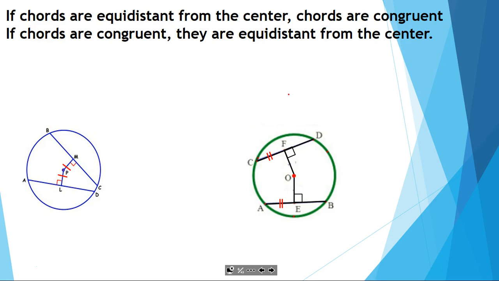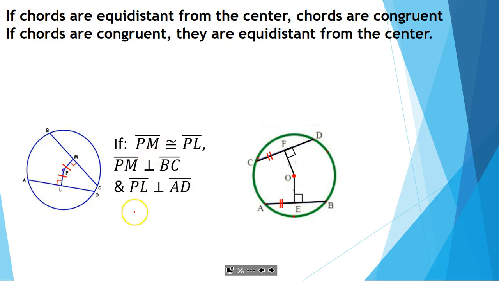The next concept: if chords are equidistant from the center, chords are congruent. If chords are congruent, they are equidistant from the center. That term equidistant means the same distance. So we know that PM and PL are congruent because they have tick marks on them. We can also see that PM is perpendicular to BC, and that PL is perpendicular to AD.